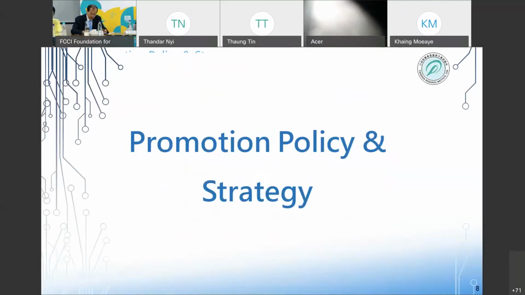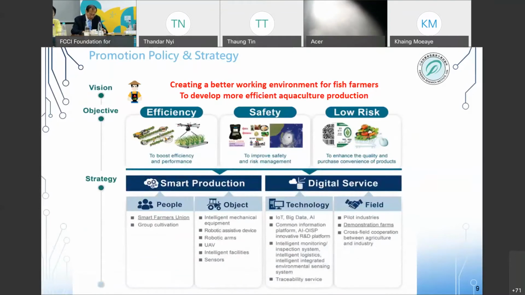Then I will introduce the promotion policy and the strategy of smart aquaculture in Taiwan. This figure shows the vision and the promotion strategy of Smart Aquaculture 4.0 in Taiwan. The vision of Smart Aquaculture is to create a better working environment for fish farmers and to develop more efficient aquaculture production. And there are three objectives, including efficiency, safety, and low risk.